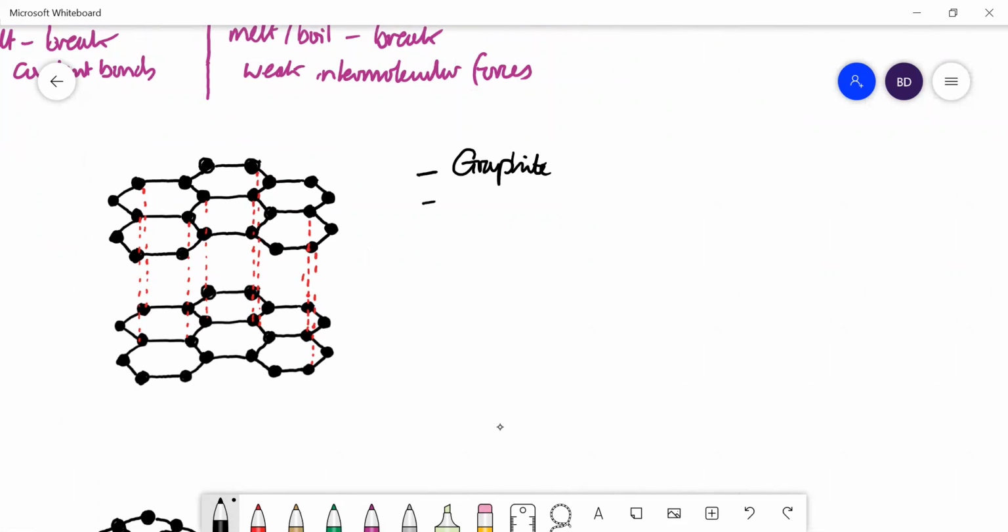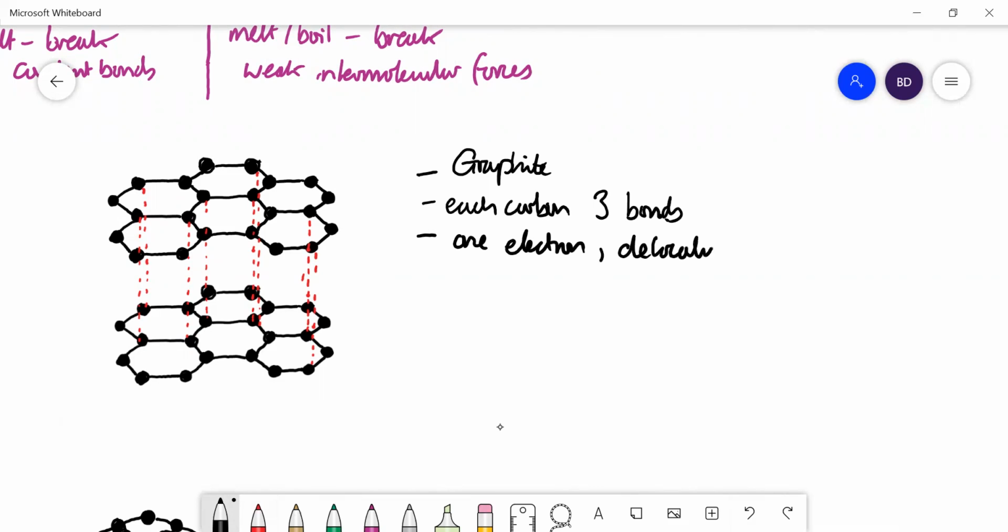Now you may notice that each carbon there is only forming 3 covalent bonds, and we know that carbon normally forms 4. The ones on the edges are not forming 3, but all the ones in the middle, like that one there, just circled, and that one, they are forming 3 covalent bonds. So that means there's a spare electron. There's 1 electron which is not involved in the bonding, and that becomes delocalized. So it's not attached to any one particular carbon atom. It's kind of free, and it can move about.